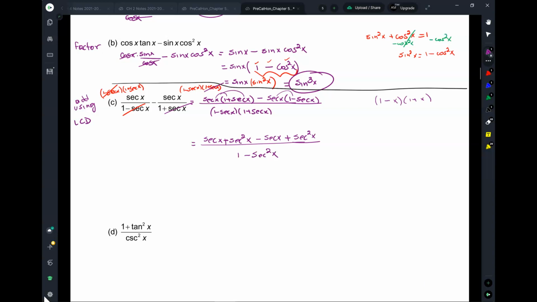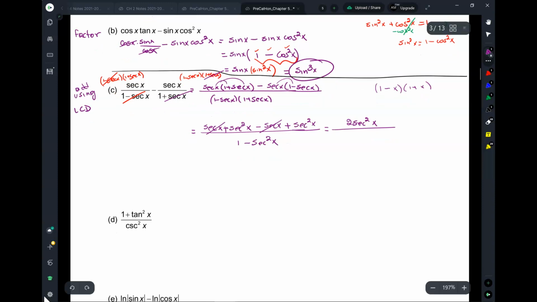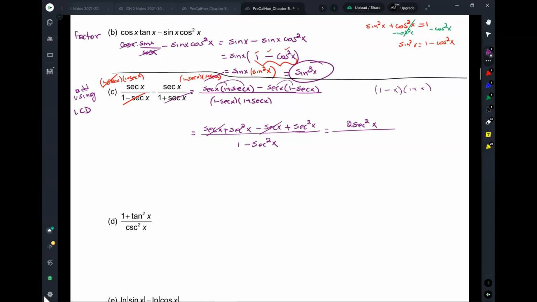And then it kind of looks like it's getting way too complicated and all hope is lost. But you have to divide and conquer. See what you can do from the numerator. Do you see how you can cancel out, like secant minus secant goes away? And then what do you have left? 1 secant squared plus another secant squared, 2 secant squared, over 1 minus secant squared.